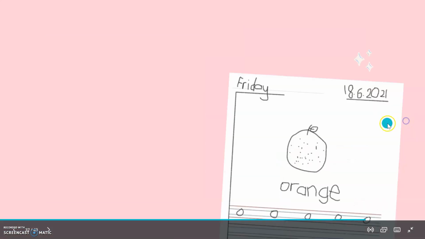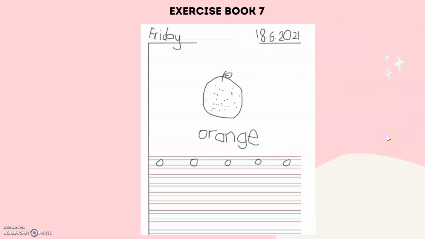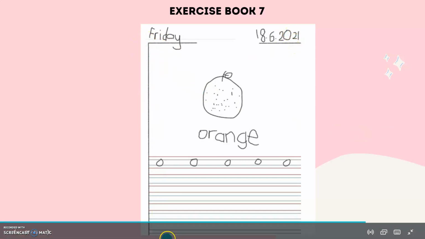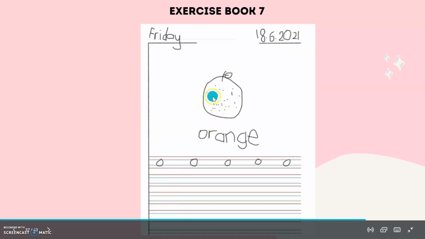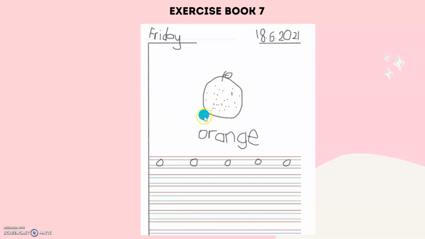Okay, after this, take your exercise book 7. Don't forget to write down the day and also the date. Make a line here and draw the picture that you like for O. Okay, teacher chooses orange and teacher draws orange. Don't forget to write orange and write O 5 times here.